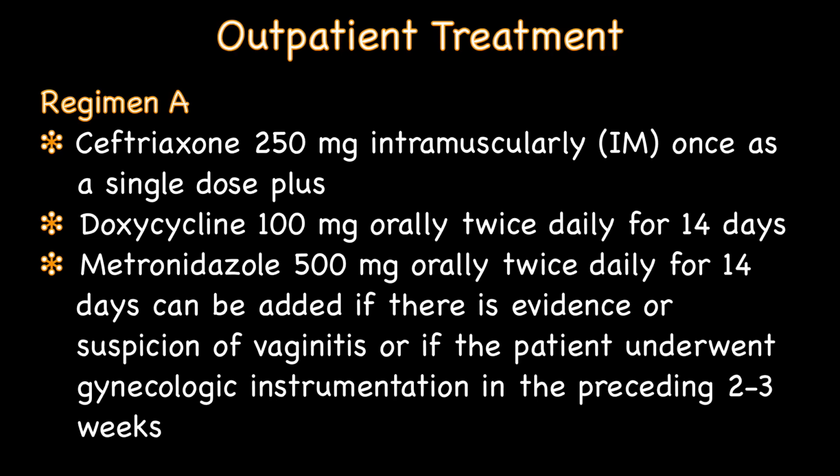Most patients with acute PID are managed as outpatients. The CDC lists two currently accepted treatment regimens. Regimen A consists of the following: ceftriaxone 250 mg intramuscularly once as a single dose, plus doxycycline 100 mg orally twice daily for 14 days. Metronidazole 500 mg orally twice daily for 14 days can be added if there is evidence or suspicion of vaginitis or if the patient underwent gynecological instrumentation in the preceding 2 to 3 weeks.